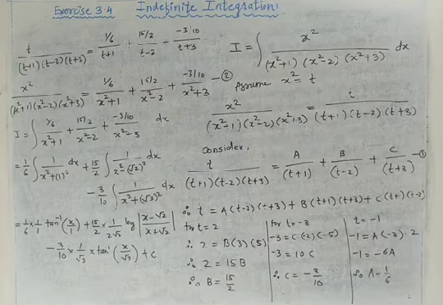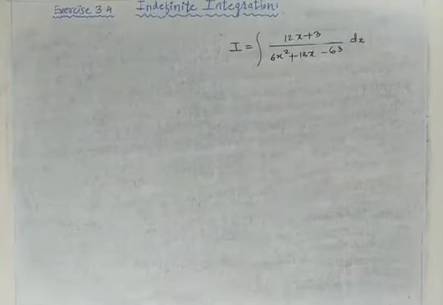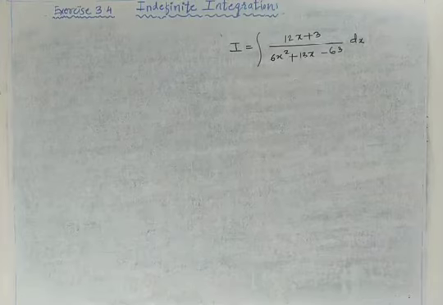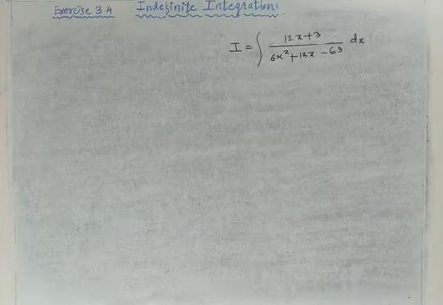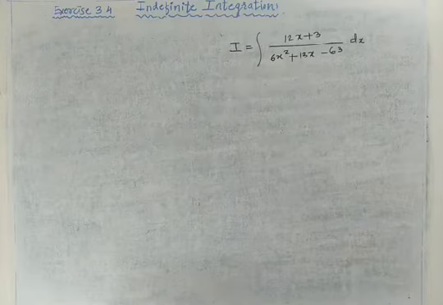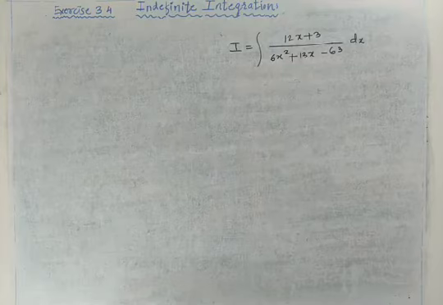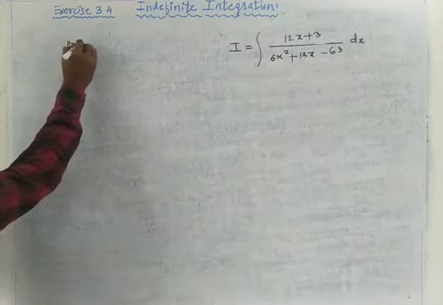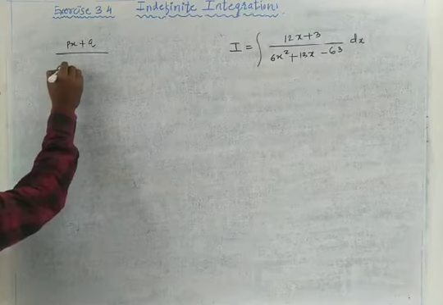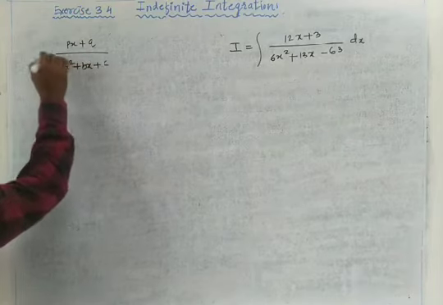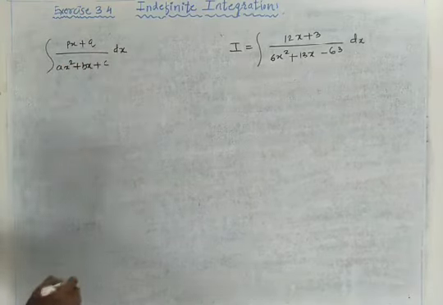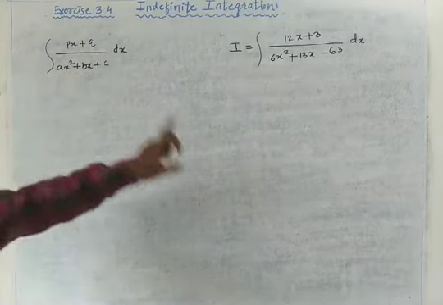Next question. See, the next question is the integration of 12x plus 3 upon 6x square plus 13x minus 63. Now this is a question. In that question, check the denominator. For the denominator, if we are able to find factors, then only we can use the partial fraction method. Otherwise, we have to use the method px plus q upon ax square plus bx plus c. So that method we also already learned. So if you solve that question with this method, you will get the same answer.